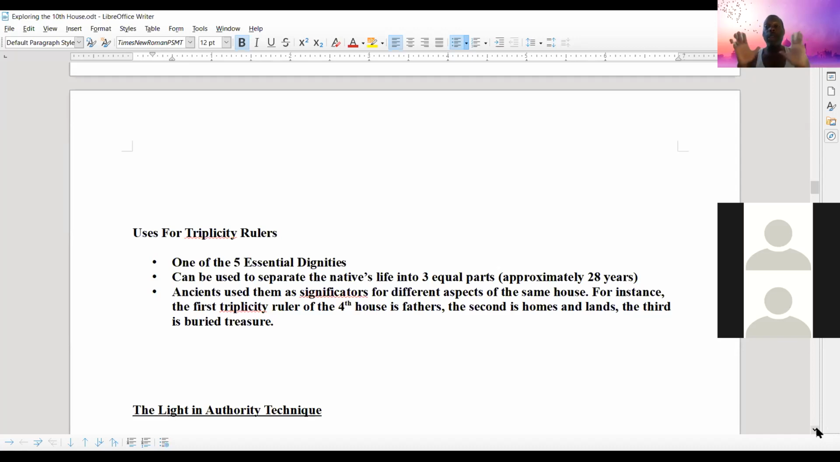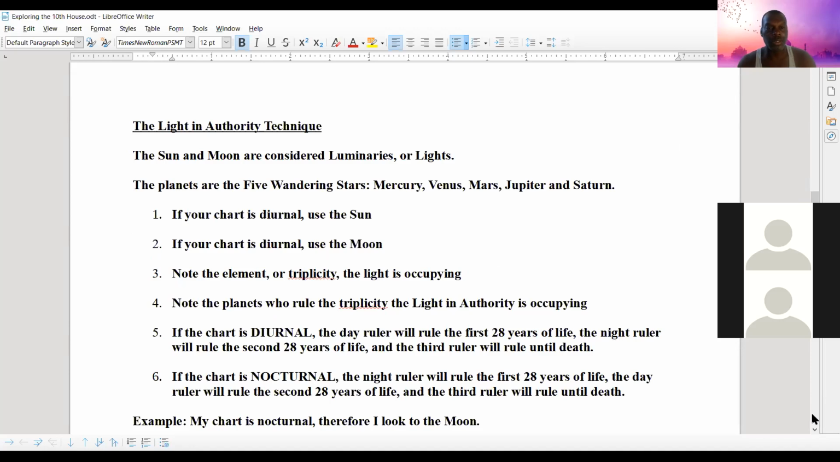Okay, that'll be the first step. And then the second step is to tell me who the first triplicity ruler is. However, if it's a daytime chart, the first triplicity ruler will be the day ruler. And if it's a nighttime chart, the first triplicity ruler will be the night ruler. So for instance, I think I used my chart here as an example.